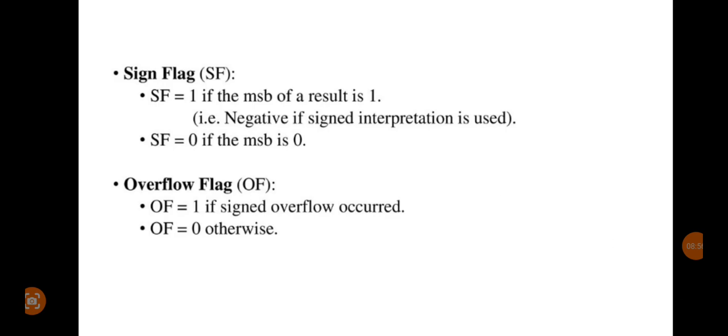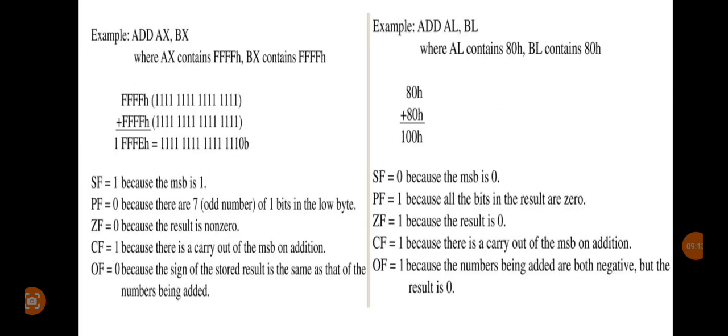Sign flag means what? The sign flag is equal to 1 if the MSB of the result is 1, that is negative. If it is 0, the MSB is 0. Overflow flag means if a signed overflow occurred, it will be 1. We will see here the example which is given.